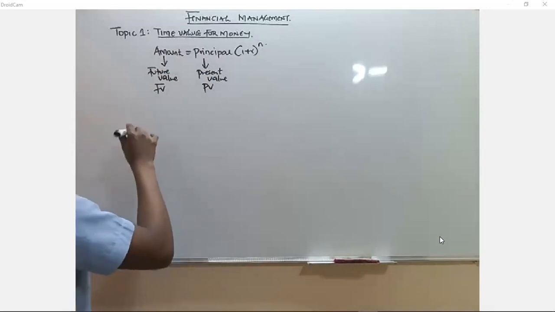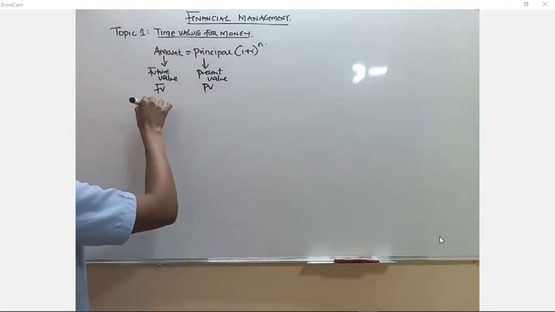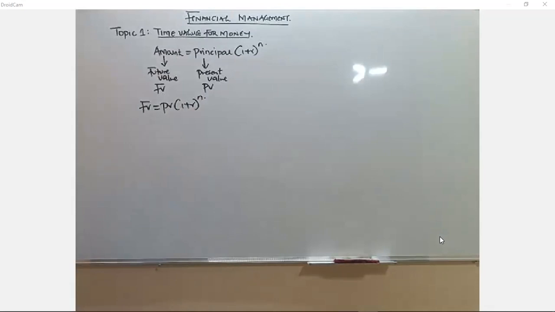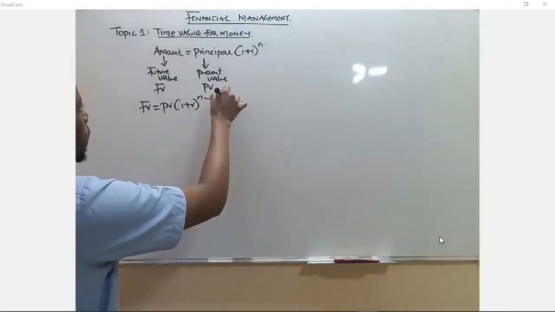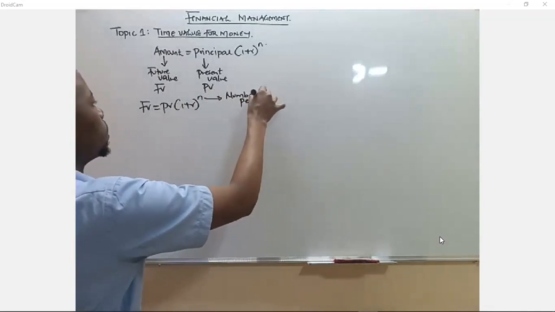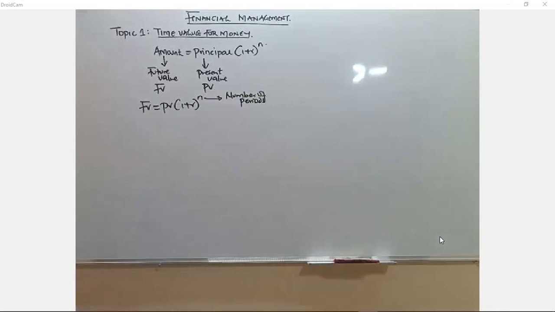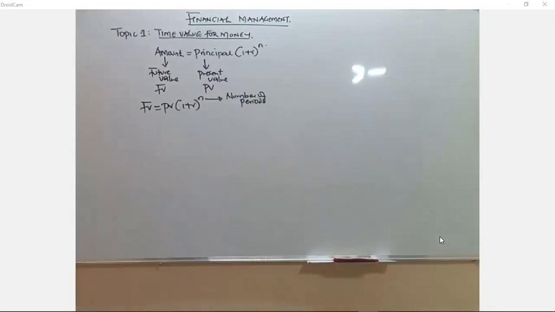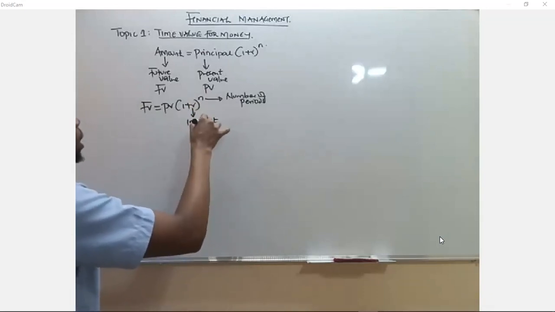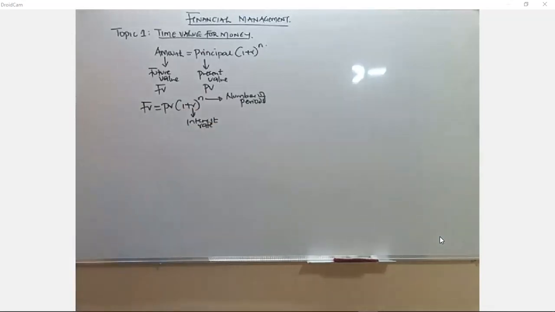So in the FM concept, my formula will look like this: the future value is equal to the present value times 1 plus r, raised to power n. The n we are putting here is the number of periods. If you want to invest in a project for 10 years, we are discussing the number of periods. The r is the interest rate, because you cannot invest in a project where the interest rate is not determined. And then we have the future value, which is our amount, and the principal amount, which is our present value.